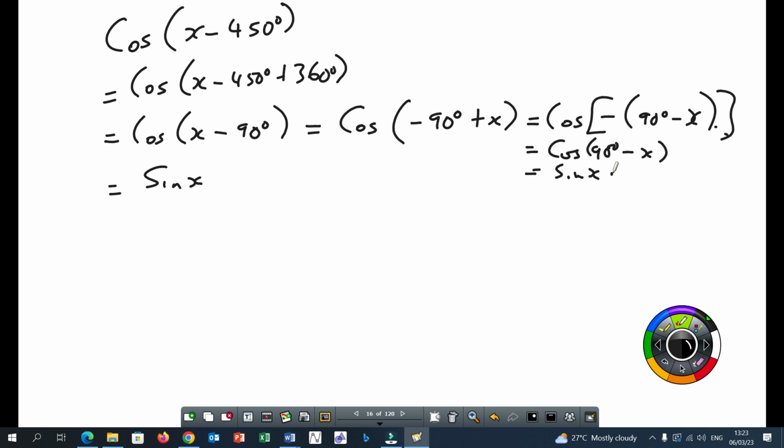To reduce this angle here, 450, to an angle between 0 and 360 degrees, please be aware that if you've got an angle which is more than 360, if it's negative, you add 360 degrees. If it's positive, you subtract 360 degrees to reduce it to a smaller angle.